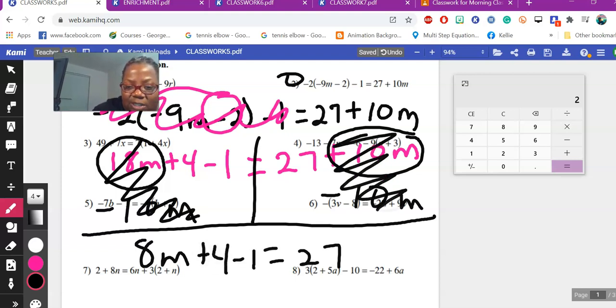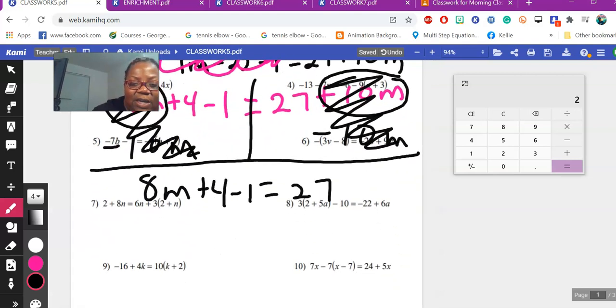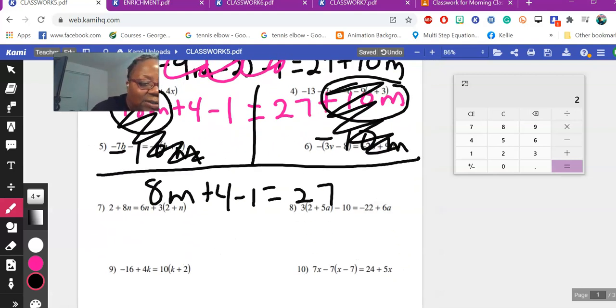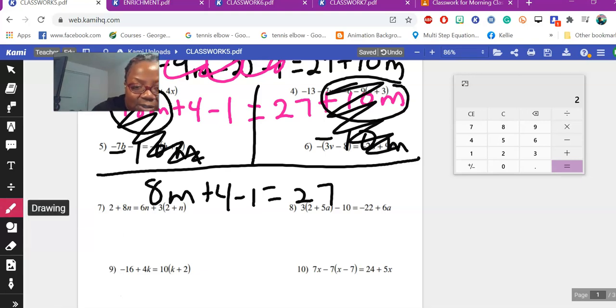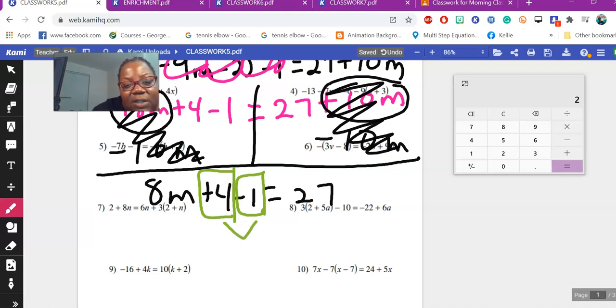Because remember, you just canceled this out. Now, here's the thing with this one. You still have terms that you can combine. Going back to what we previously learned, you have a positive 4 and a negative 1. Positive 4 plus negative 1 means we're going to subtract, keep the sign of the higher digit. We're going to have a positive 3. Let's bring everything else back down.